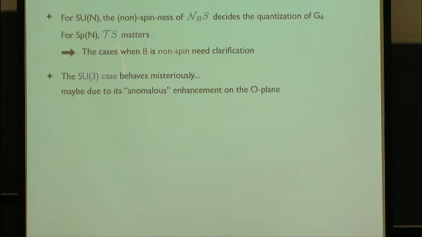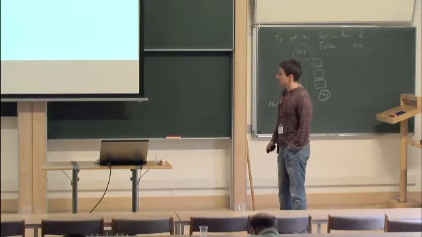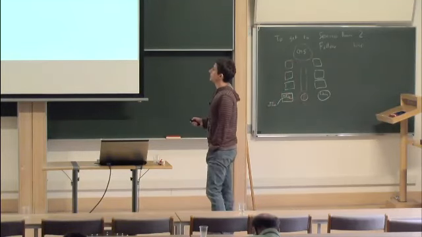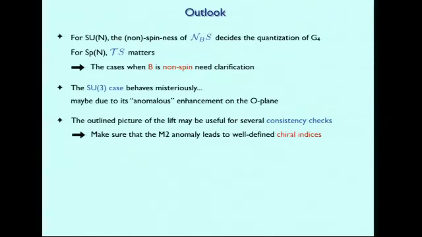Then the SU(3) case: you may have realized that the SU(2n+1) series started with SU(5) because we couldn't understand the SU(3) case, in the sense that we could not find an odd value for C2 in an F-theory configuration with SU(3) gauge group. This might be due to an anomalous enhancement on the O-plane, which is not SO(6) but some other Kodaira singularity. Now, more generally, the picture outlined may be useful for various global consistency checks. One example is making sure that the M2 anomaly leads only to well-defined chiral indices.